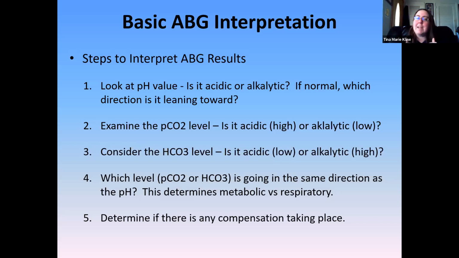So if the pH says it's acidotic, and you look and see which one, the PCO2 or the bicarb, is going in the same direction, which one of those is acidotic, that's what's going to tell you if it's respiratory or metabolic, okay? If it's the bicarb that's going in the same direction, it's a metabolic problem. If it's the PCO2 that's going in the same direction as the pH, it's a respiratory problem, okay? So that's your basic interpretation.